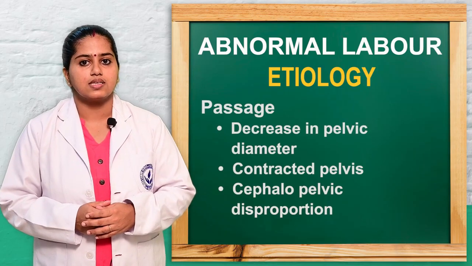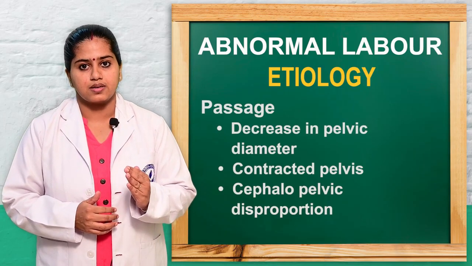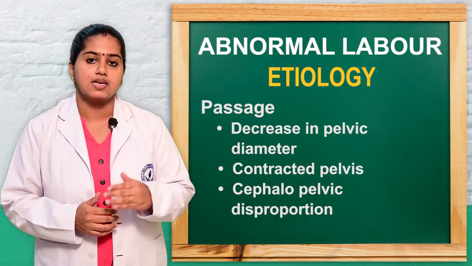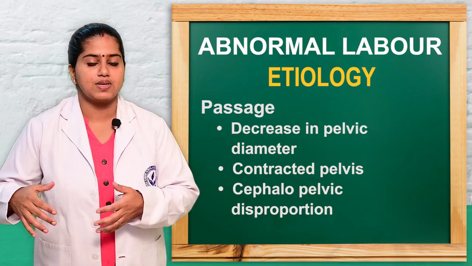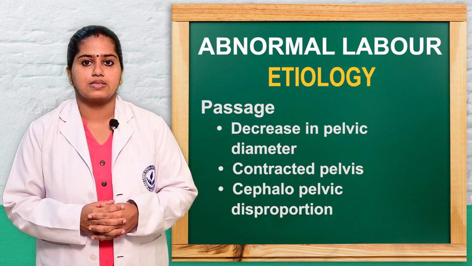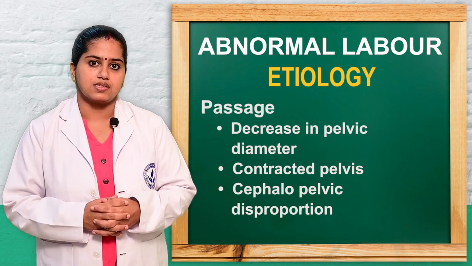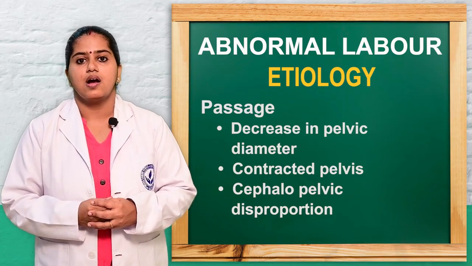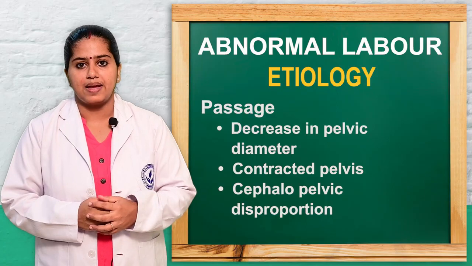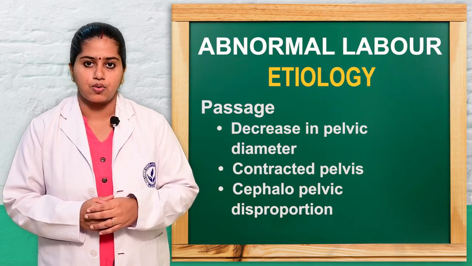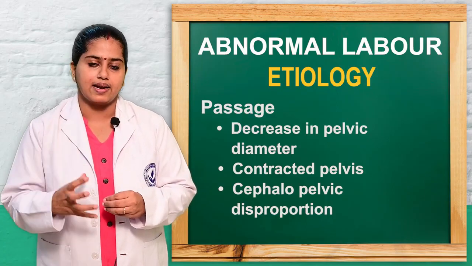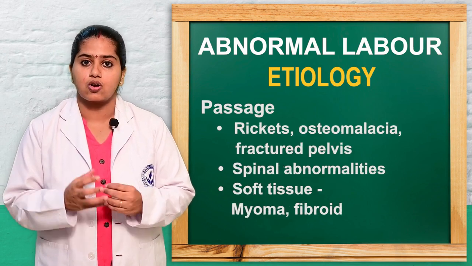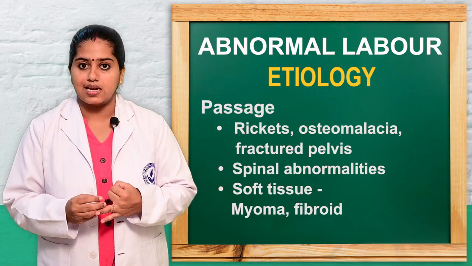Then next one is passage. First we discussed the passenger, that is the fetus. Next one is passage. Passage means the birth canal. In the birth canal, if you see pelvic diameters, any decrease in the pelvic diameters like the inlet, cavity and the outlet, a contracted pelvis, or cephalopelvic disproportion of the head and the pelvis, and any robert pelvis, then Naegele's pelvis.